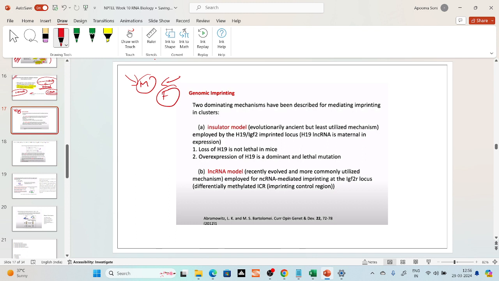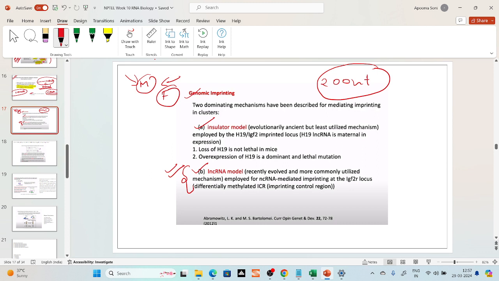So basically, there are two mechanisms of genomic imprinting. There is the insulator model and there is the lncRNA model. lncRNA means long non-coding RNA, which are more than 200 nucleotides in length. So what is important for us to study is that non-coding RNAs have a role in genomic imprinting, especially long non-coding RNAs. This is a recently evolved and more commonly utilized mechanism. This lncRNA-mediated mechanism is the more common mechanism.